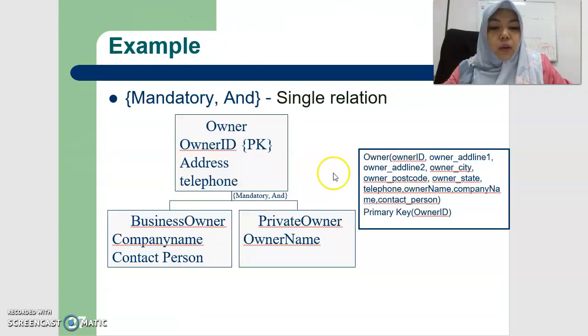So here we will combine all. We have owner, and we have all the attributes in one relation. That is owner ID, owner address, telephone, and then owner name. Okay, here we have owner name, company name, and contact person. So we combine all, and the primary key of the parent becomes the primary key for the relation.